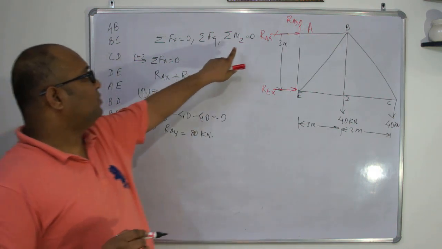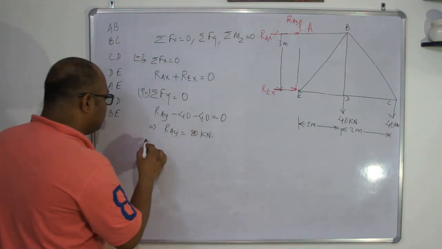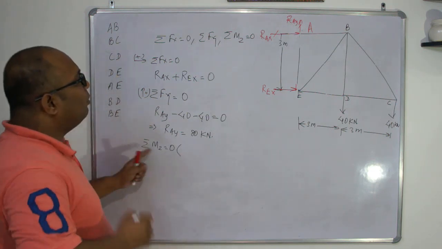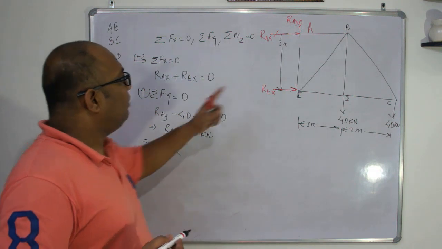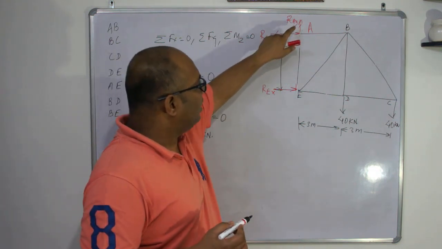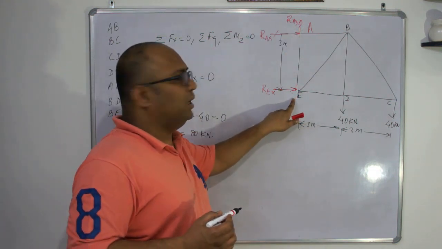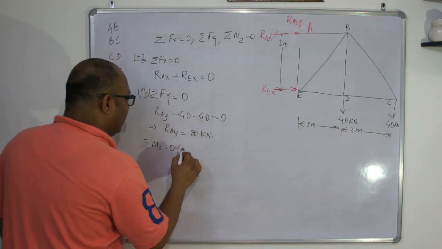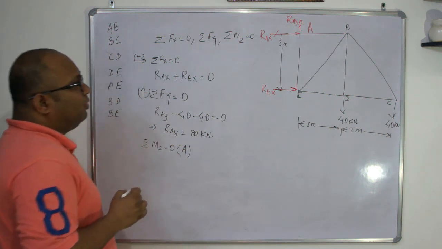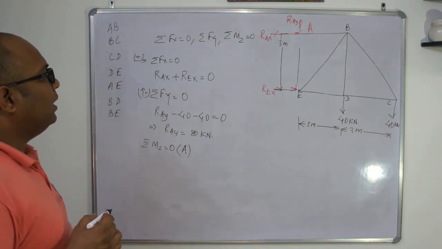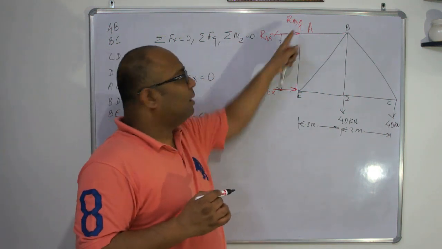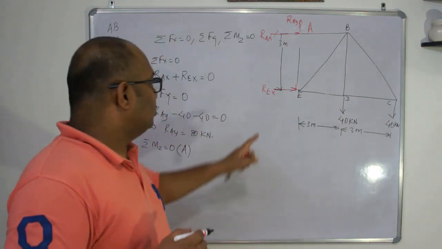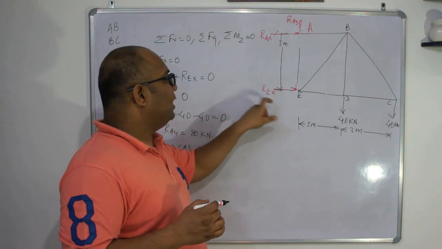The third equation which we have is summation Mz equals to 0. You can take the moment about any point of your wish, but I will personally prefer to take it about A. You can also take it about E. Okay, I am going to take it about A. So if you take moment of all the force about A, these two forces will not come in your equation because the moment arm length has become 0. So the only unknown now will be Rex.